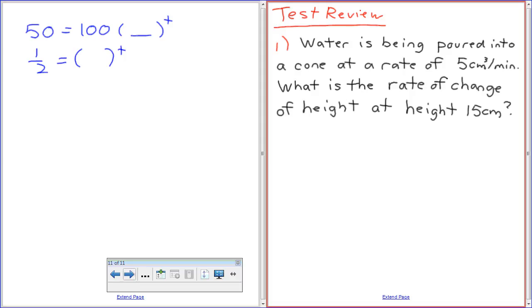So it says water is being poured into a cone at a rate of that. The question on your sheet was being drained. It's the same thing, plus or minus. What is the rate of change of height of the cone at height 15 centimeters? So when the height's 15 centimeters, what's the rate of change going to be? Okay, let's start with a drawing here.